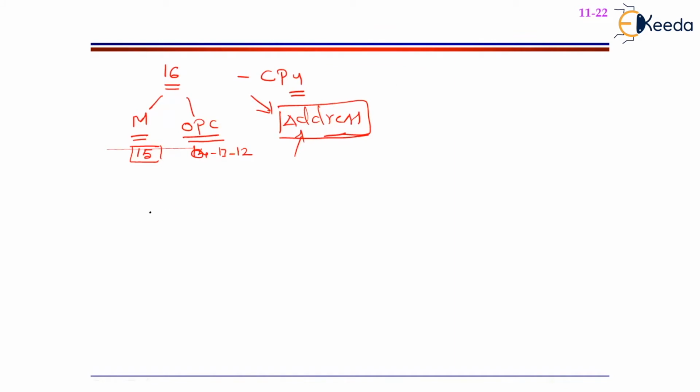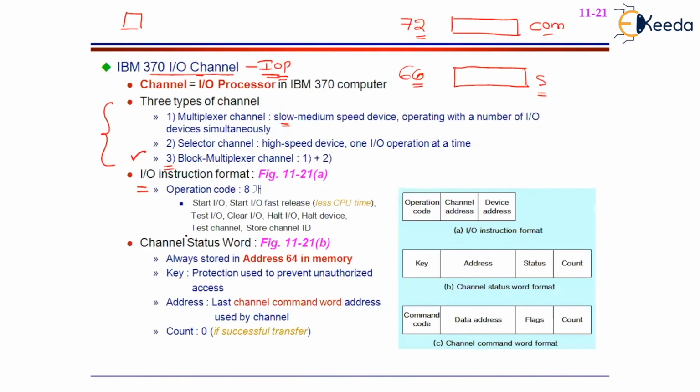Similarly, we have an IO instruction. For an IO instruction also, we have a format in the IBM IO processor. What are the different fields of an IO instruction? Let us understand carefully. The IO instruction format has 3 fields. The first one is the opcode field. The second one is the channel address. The third one is the device address. The opcode field can specify one of the 8 possible opcodes used by the IO processor: start IO, start IO fast release, test IO, clear IO, halt device, test channel, store channel ID.